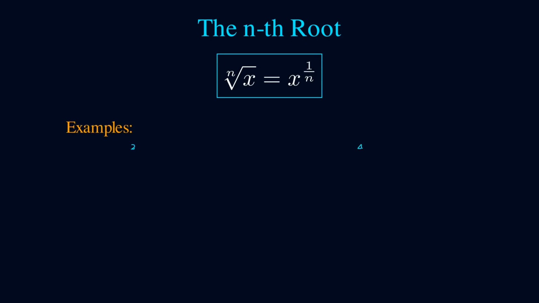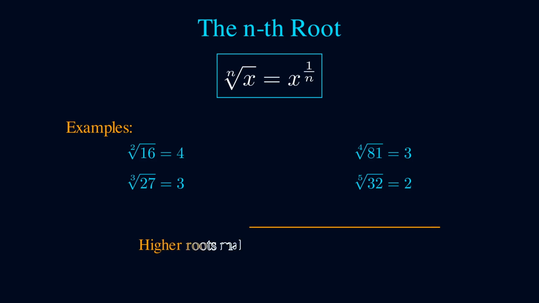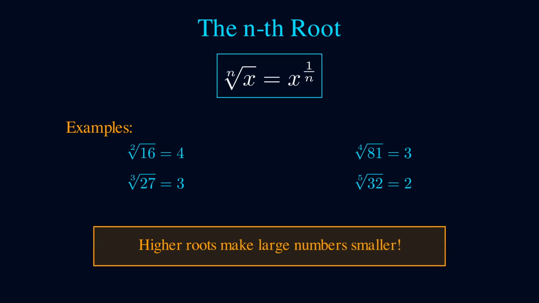Now let's understand nth roots. The nth root of x equals x raised to the power of 1 over n. For example, the square root of 16 is 4, the cube root of 27 is 3. The key insight is that nth roots slow down the growth of large numbers. This will be crucial when we deal with our factorial expression.